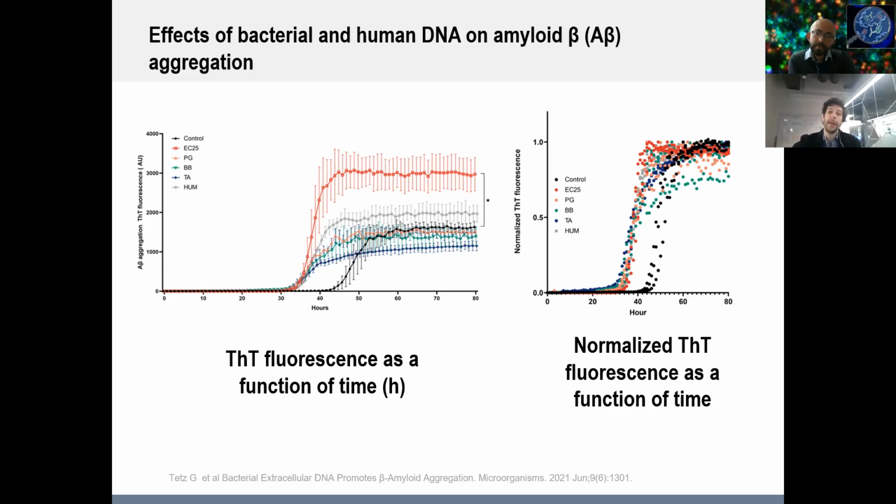We tested DNA of different bacteria taken at a fixed concentration of 1,000 nanograms per mil. Why this concentration? Because according to the literature data, it's one of the highest concentrations of DNA that could be found in cerebrospinal fluid or the extracellular components of the brain. So we used the highest concentration that was discovered. But we did the lower concentrations as well.